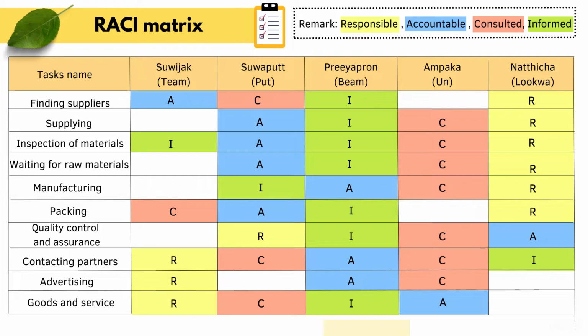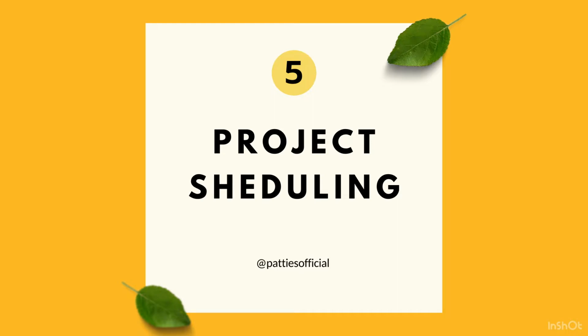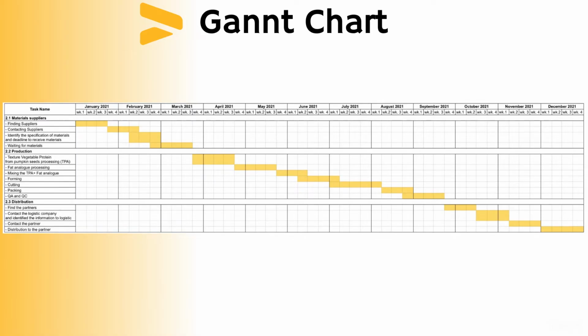Consulted means this person's knowledge and expertise is beneficial to completing a task successfully, but they are not performing the task directly. Informed means this person must only be made aware of a part of the task as part of its successful completion. For the project scheduling, this table shows the Gantt chart of our project.